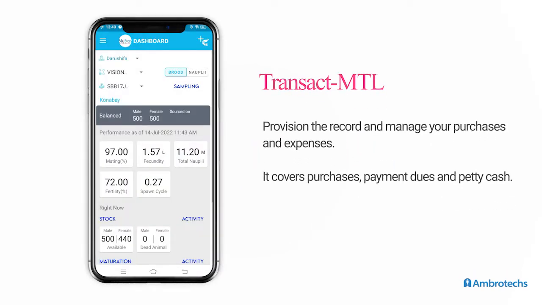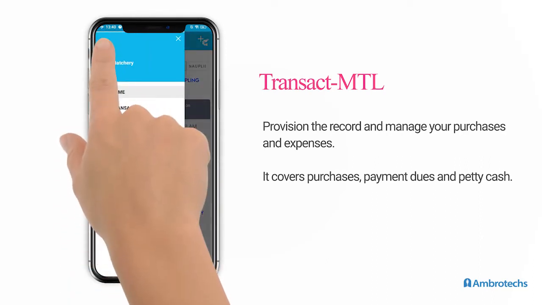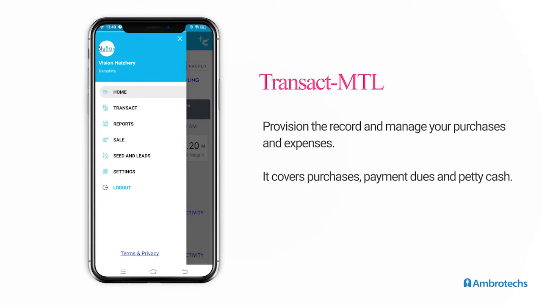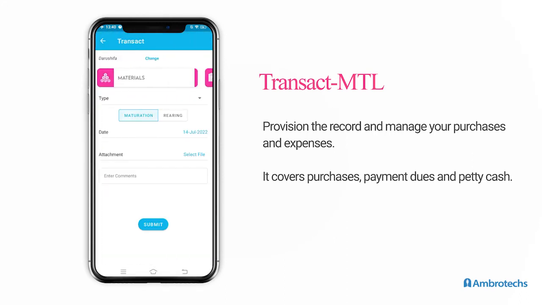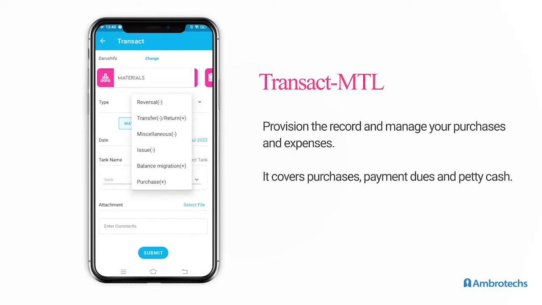In the dashboard, click on the side drawer menu at the top left. In the side drawer menu, select the Transact menu. In the top swiping menu, select Materials. Select Type of Transaction.